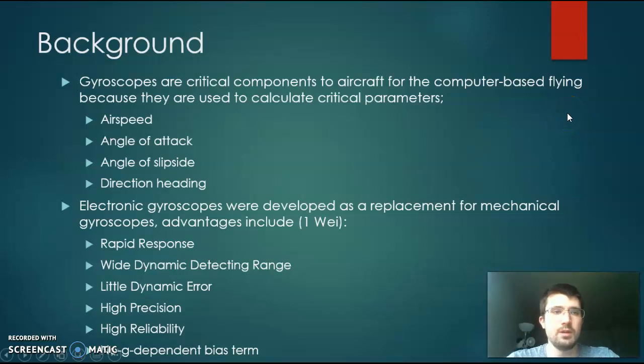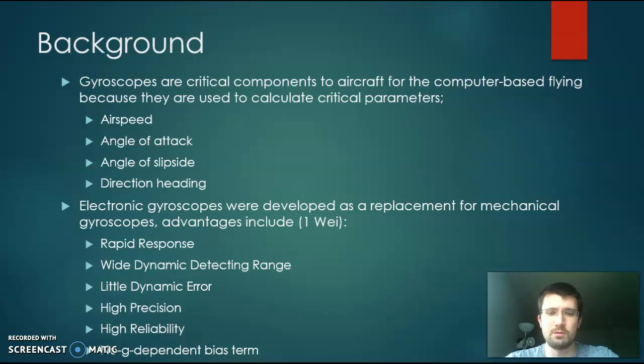Some background on this topic: gyroscopes are critical components in aircraft that are used to calculate things such as airspeed and angle of attack. These are critical parameters that the aircraft needs in order to execute all the operations that it does. Electronic gyroscopes were developed as a replacement for mechanical ones. Before electronic technology, analog systems were used to calculate these parameters for the aircraft to perform the way that it does.